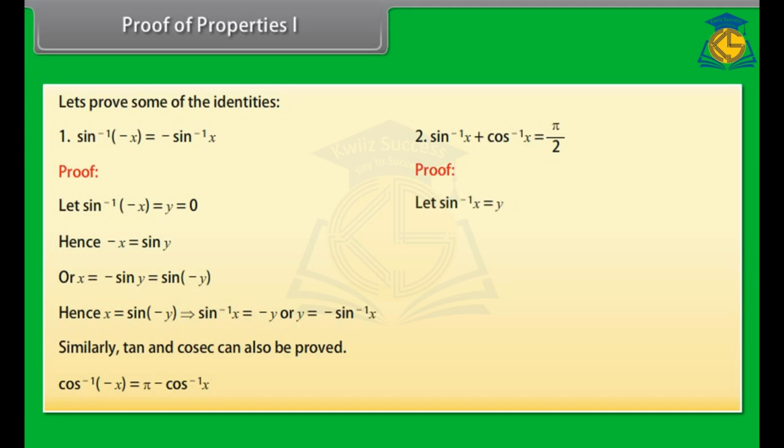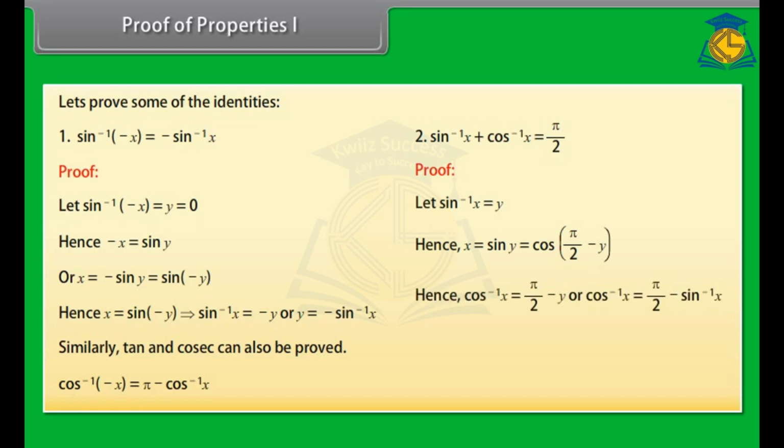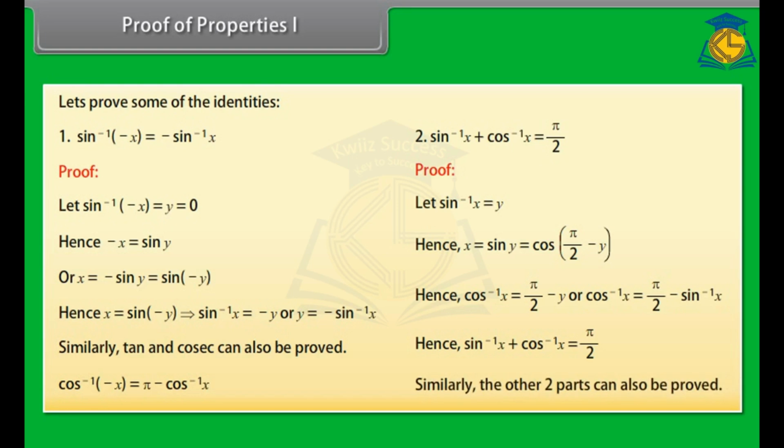Proof. Let sin inverse x be equal to y. Hence, x is equal to sin y, which is equal to cos of (pi by 2 minus y). Hence, cos inverse x is equal to pi by 2 minus y, or cos inverse x is equal to pi by 2 minus sin inverse x. Hence, sin inverse x plus cos inverse x is equal to pi by 2. Similarly, the other two parts can also be proved.